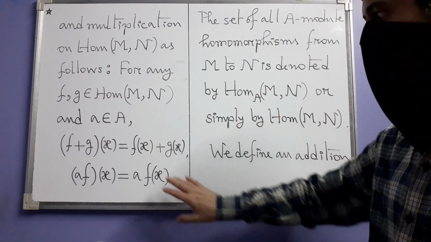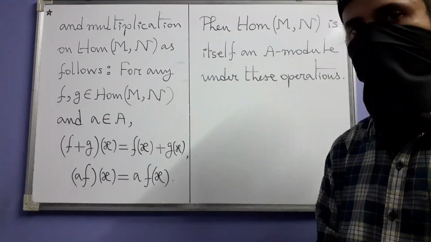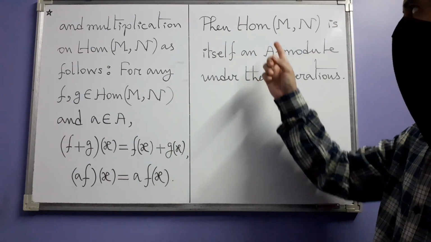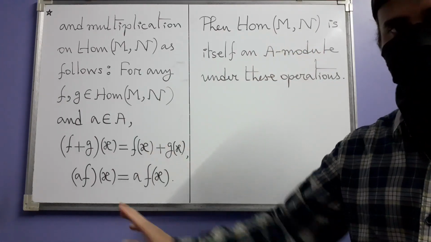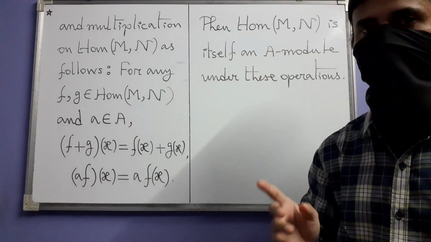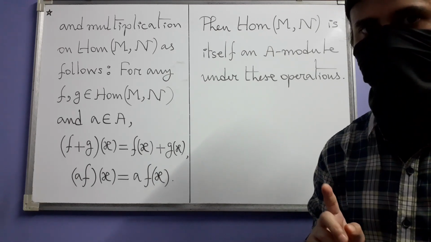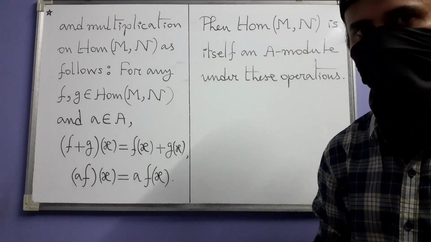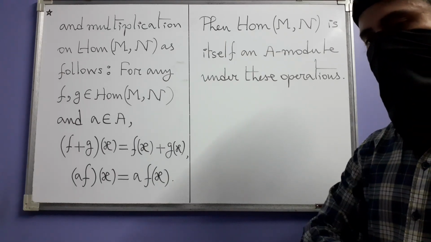So you can expect what we can say about these operations, which is this. Then hom M comma N is itself an A module under these operations. And the proof of this fact is exactly similar to the similar fact you prove in algebra of linear transformations, which we have already seen in full detail. So I am not repeating that here. Essentially, you don't have to do anything.